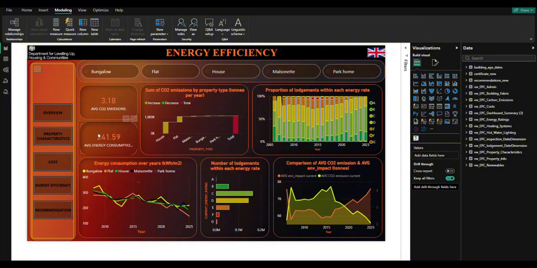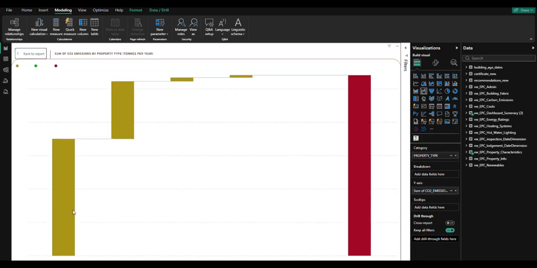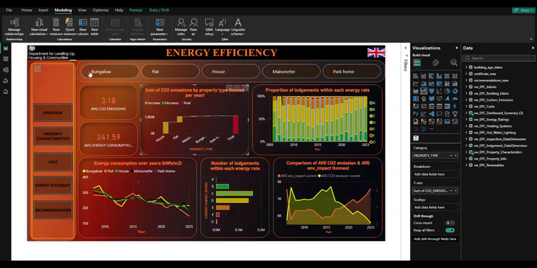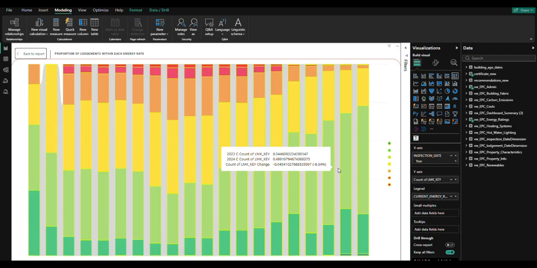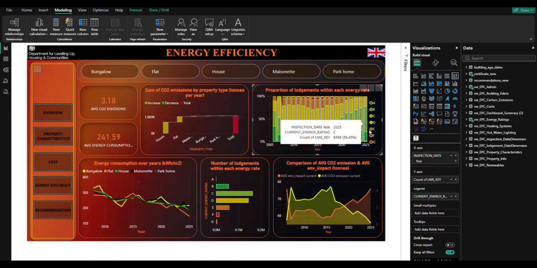Starting with this waterfall chart, it shows how different property types contribute to total CO2 emissions. Houses and flats dominate overall emissions mainly due to their higher energy usage and large share of properties. On the top right, the stacked bar chart shows how energy performance ratings have changed from 2006 to 2025. Over time, there is a clear shift away from lower E, F, and G ratings, with a growing proportion of properties now achieving B and C ratings. This reflects improvements in building standards, energy regulations, and retrofitting efforts.